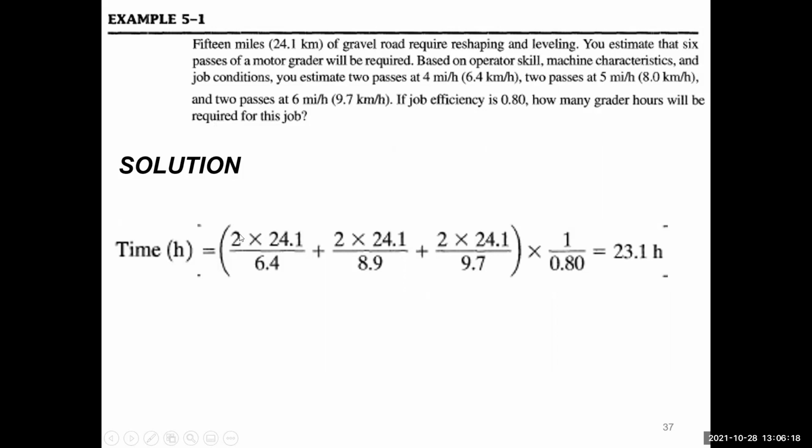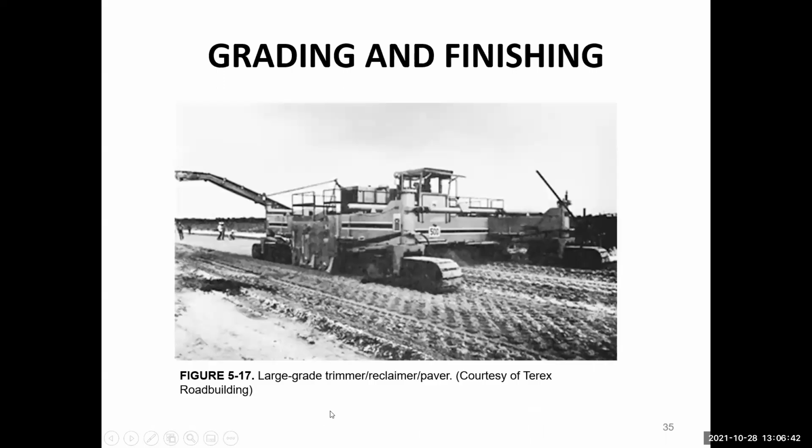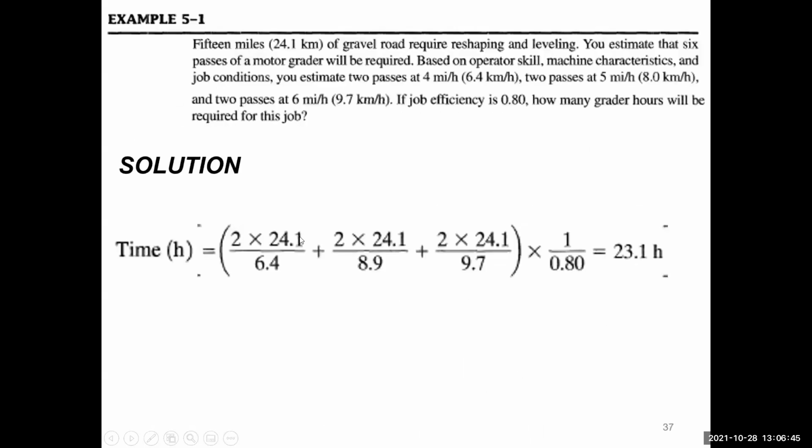So just apply this formula and then we can find it. For example, 24.1 kilometers will need 2 passes divided by 6.4, that is, divided by the speed. Here you can see that the same formula has been applied. We take this one at a time and then add it: 2 times 24.1, 2 times 24.1, 2 times 24.1, at the different speeds which have already been given, divided by the job efficiency, which is 0.8.